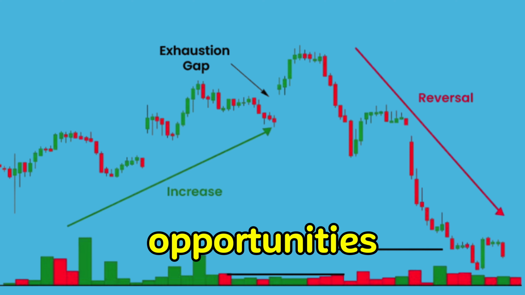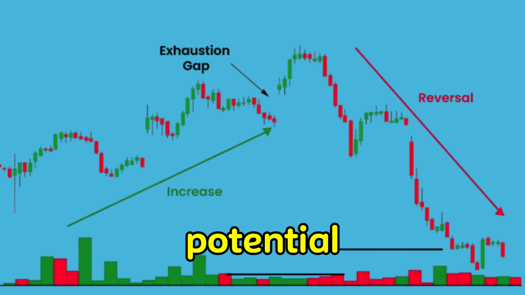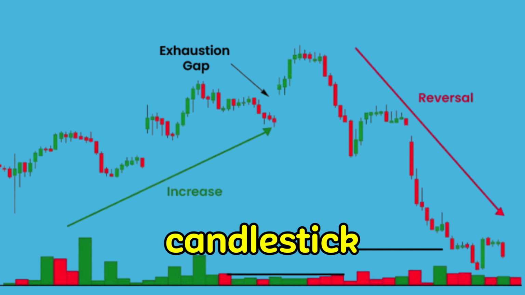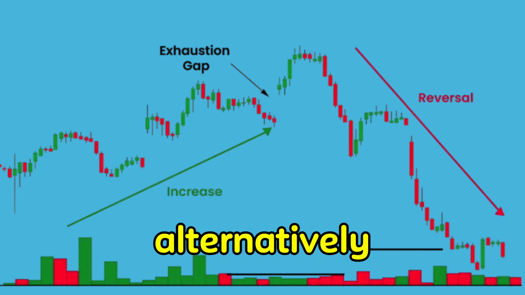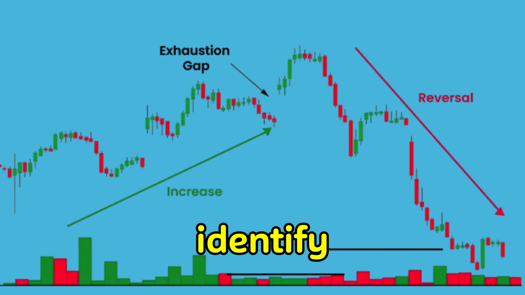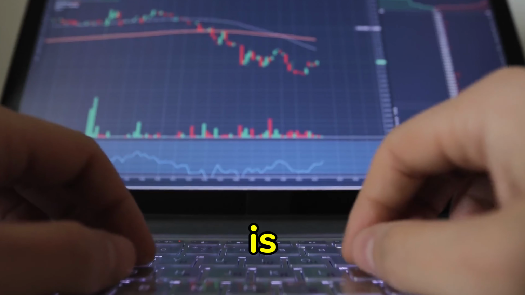Trading exhaustion gaps can be risky due to the inherent volatility and uncertainty in the market. However, they offer opportunities for experienced traders who can navigate the complexities and make informed decisions. It's crucial to wait for confirmation of the reversal before entering a trade to avoid potential pitfalls. Look for bearish candlestick patterns, which can provide additional confirmation of a trend reversal. Alternatively, use oscillators to identify overbought or oversold conditions, which can signal that a reversal is imminent.